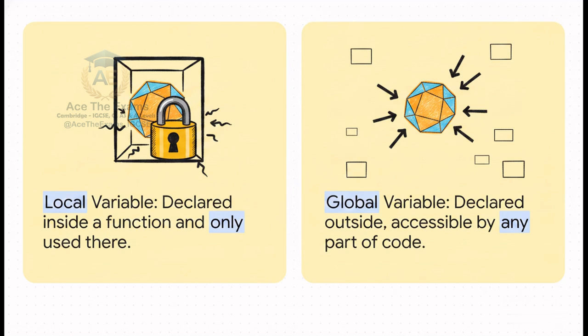A local variable is declared inside that specific function and can only be used right there. It's safe, it's isolated. A global variable, on the other hand, is declared outside and can be accessed and modified by literally any part of the entire program. Managing those securely, that is the hallmark of truly great coding.